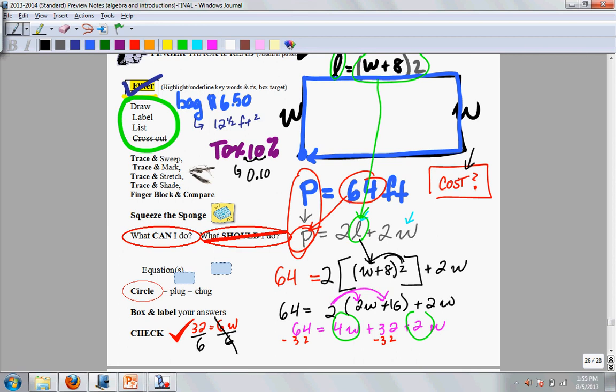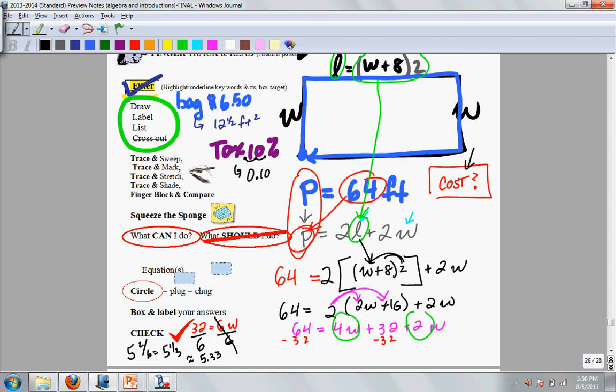Now wait a minute. 6 doesn't go into 32 evenly. Careful. Don't panic and don't assume you're wrong. Especially in real life problems, the vast majority of things that actually happen in real life do not come out to be whole numbers. So don't assume you're wrong just because you're getting decimals. 6 goes in there 5 times with 2 left over. That's 2 over 6. That's 5 1/3, which is approximately 5.33.